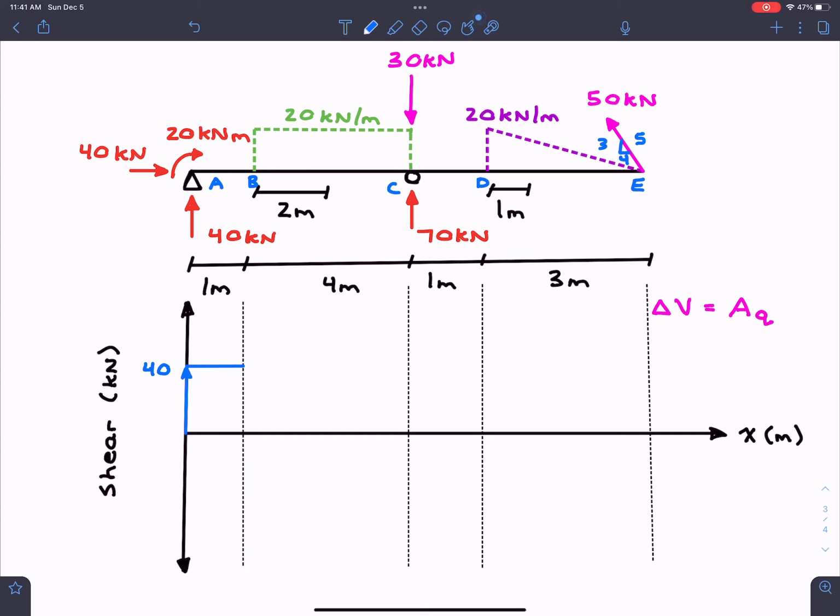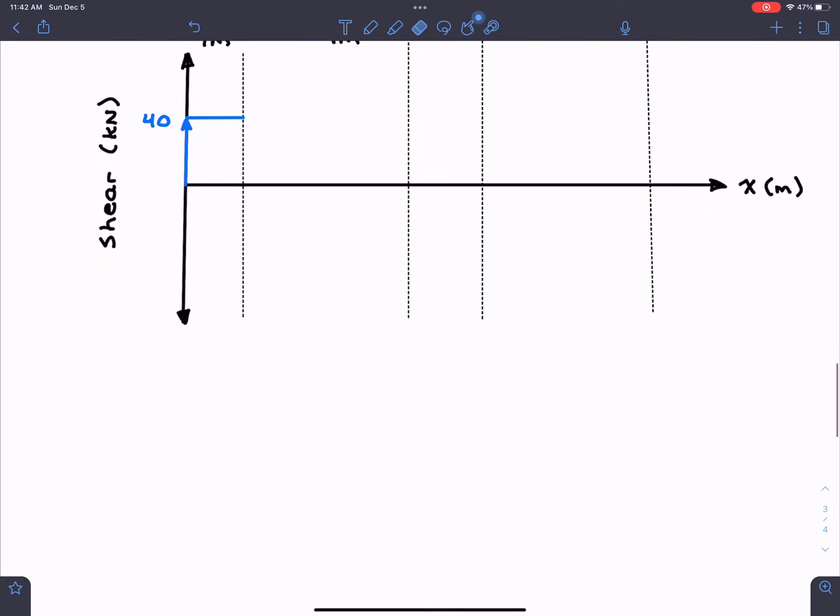Now, once we get into segment BC, we actually see that something's going to have to change because we now have that distributed load of 20 kilonewtons per meter. That's when we actually have to go to our formula over here. So I'm going to erase it, and we're just going to come down here, and we can say that the change in shear between these 2 points, BC, is equal to the area of that distributed load.